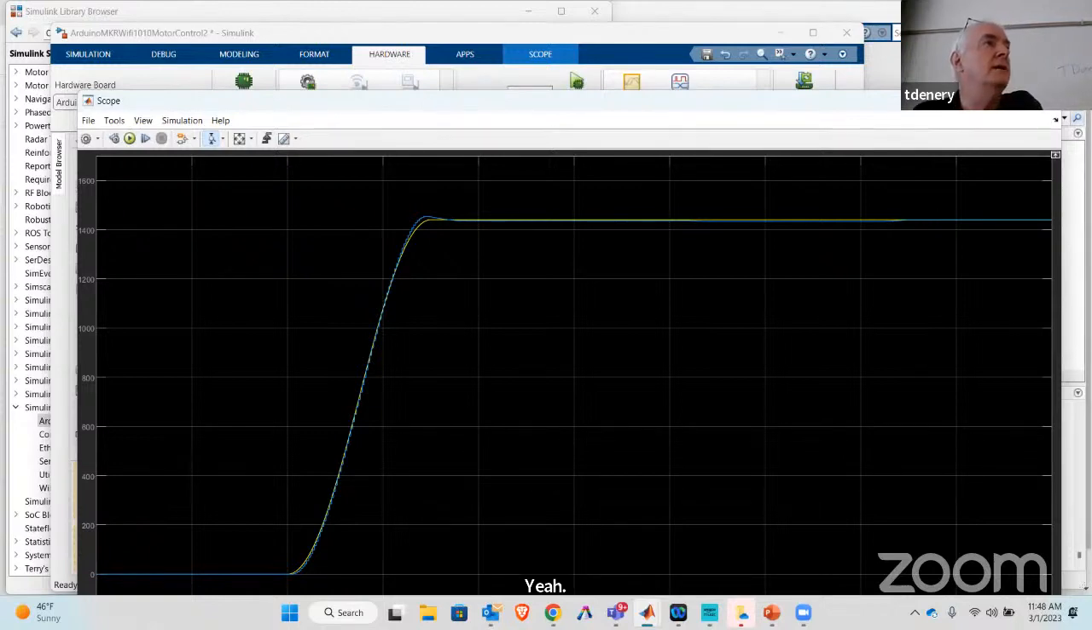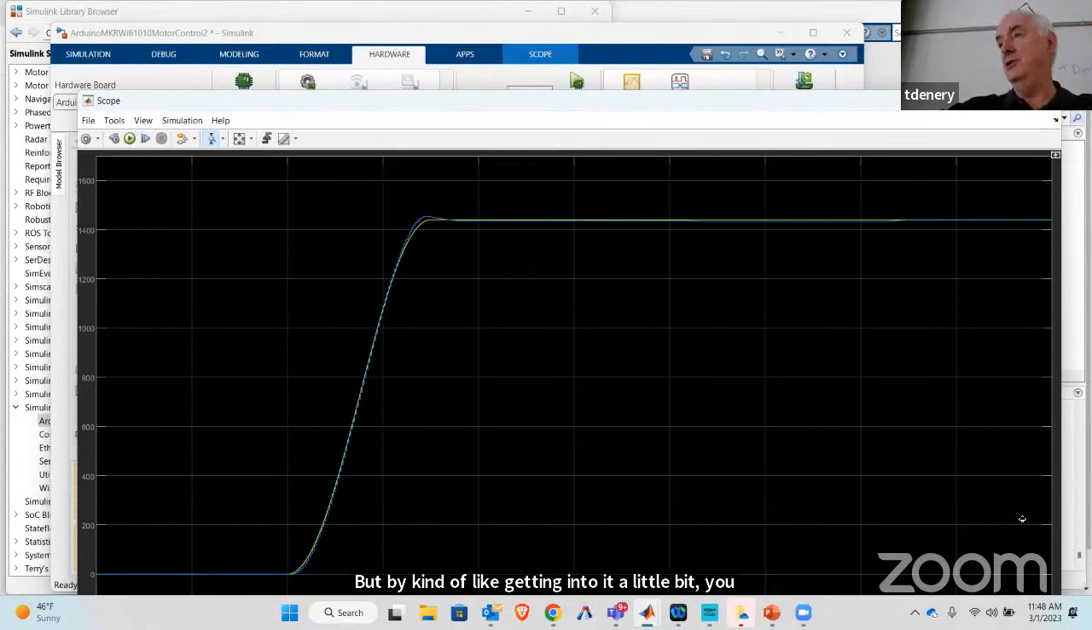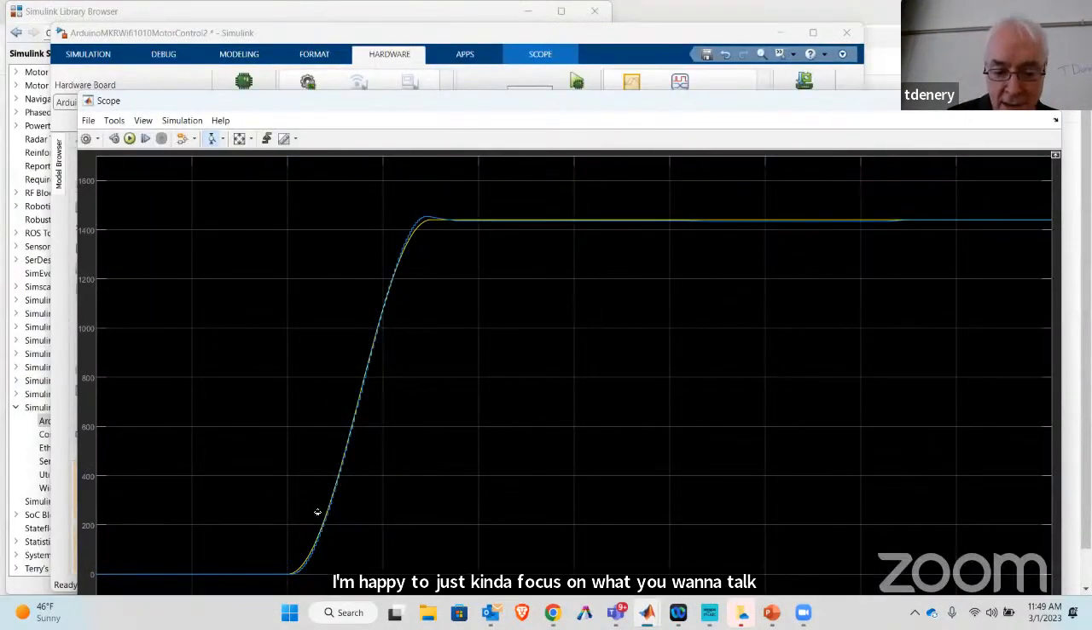Let's see how much we've got. Maybe like 20 minutes left, something like that. So I went through the early parts of Simulink, which maybe you already have, but I like getting into it a little bit. And I could go into how you use Simulink. But if you have questions, I'm happy to focus on what you want to talk about too. If not, let's get into this.